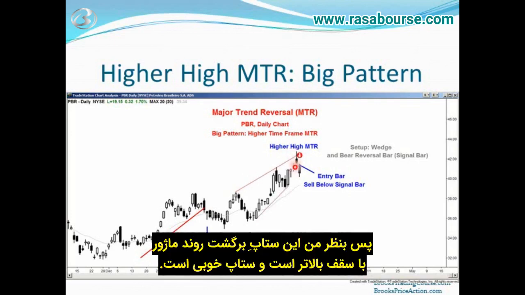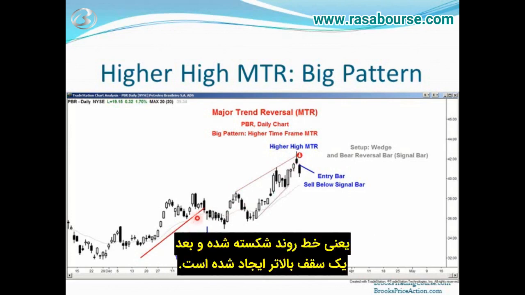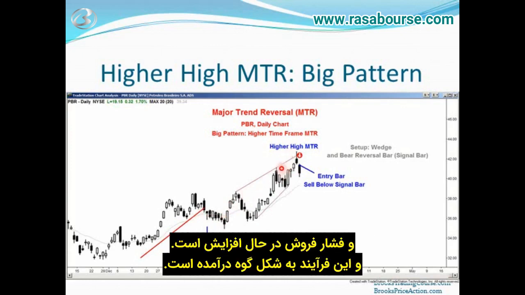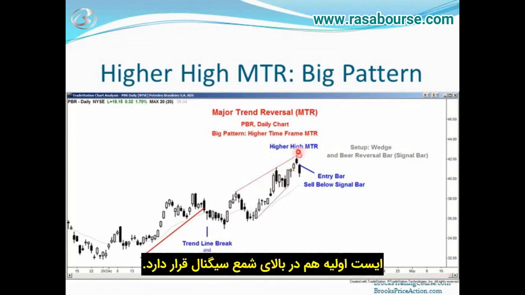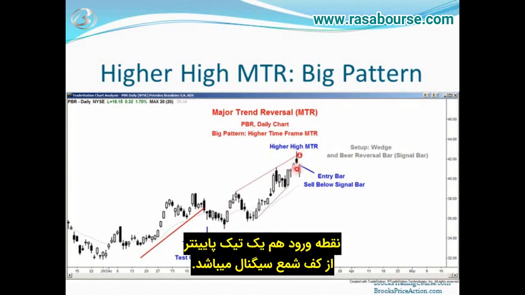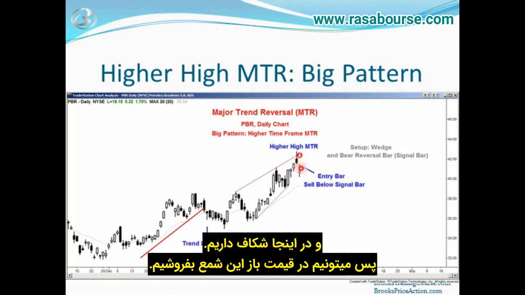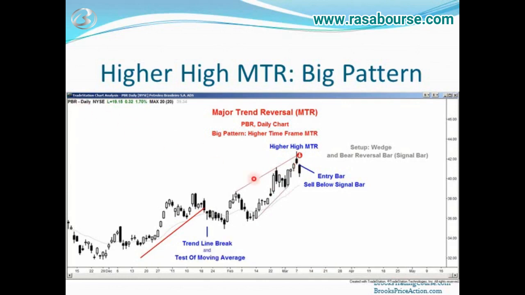So to me, this is a reasonable higher high major trend reversal setup. We broke the trend line, and we rallied to a higher high, and we're starting to get selling pressure, and the process is taking the shape of a wedge. Your initial stop is above the high of the signal bar. Your entry price is 1 tick below the low of the signal bar. Here the market looks like it gapped down below that low, so you would sell on the open. Remember, this is a daily chart.